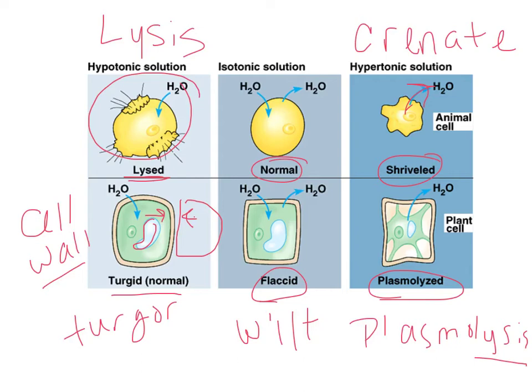Okay, and so what's happening with plasmolysis is the plant cell is losing so much water that it starts pulling the cell membrane off of the cell wall. That's what's happening here. The cell membrane is tearing off of the cell wall. And when that cell membrane is tearing off of the cell wall, that is what's going to kill a plant. So animal cells and plant cells respond differently to the movement of water.